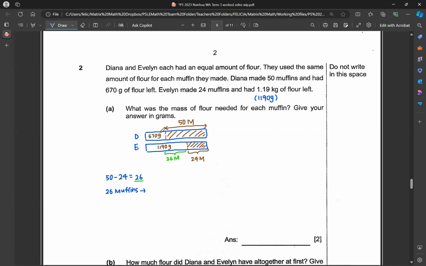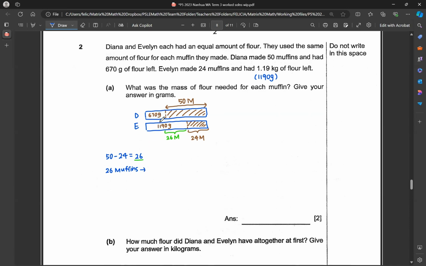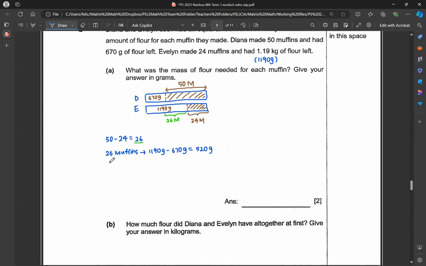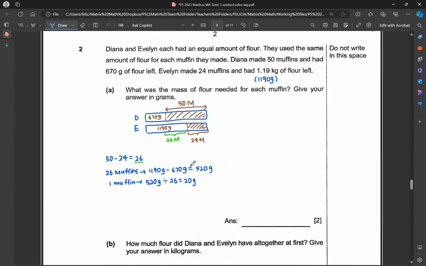Okay, how do I do that? Simply look at the difference between the unshaded masses here. So you can just take your 1190 grams minus 670 grams. 520 grams. This is the flour that can be used for 26 muffins. With this, of course, we should go on to find the mass for one muffin. Just do the division. Okay, so every muffin will be 20 grams of flour that is used.